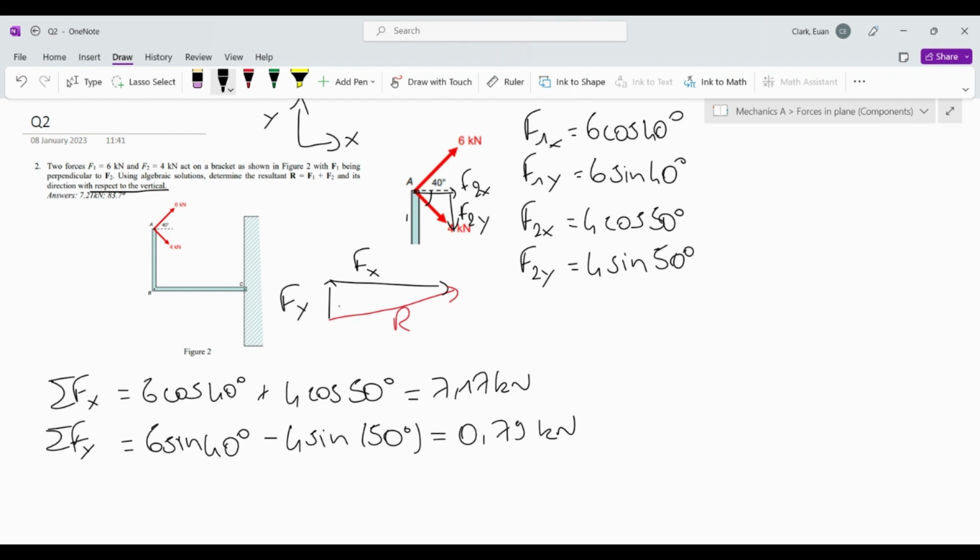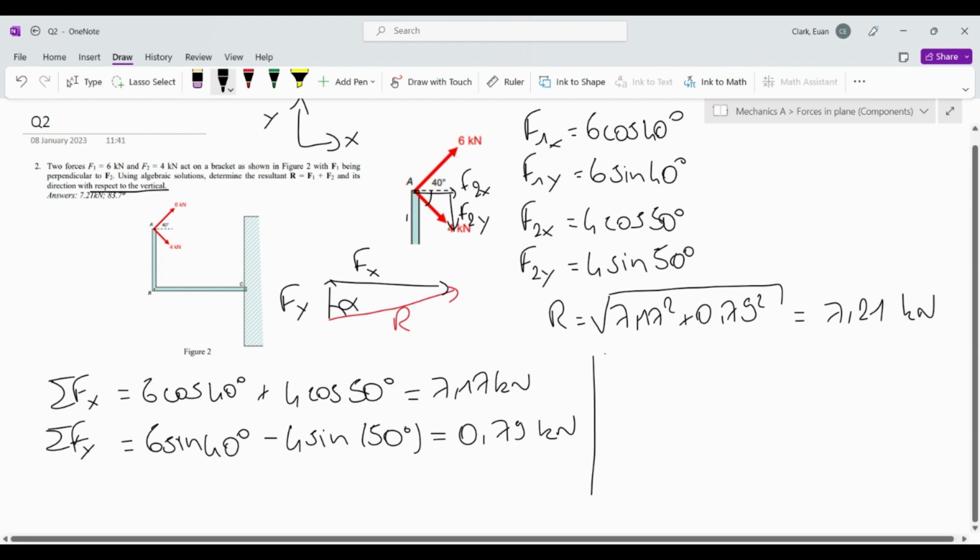And this is the angle we're going to try and find, which is alpha between the resultant and the vertical. So just like last time, R, if we use Pythagoras, is going to be 7.17 squared plus 0.79 squared. Here we go, which is going to give us 7.21 kilonewtons.